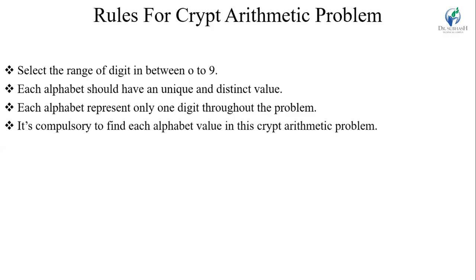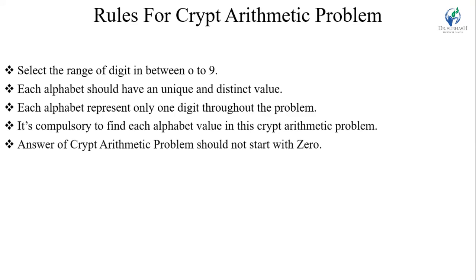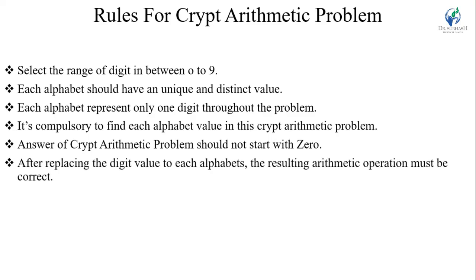Rule 4 says it is compulsory to find the alphabet's value in this problem, which means we cannot apply any value directly to alphabets. Rule 5 says the answer should not start with 0, which means it starts with any value between 1 to 9. Rule 6 says after assigning values to the alphabets, it must follow the basic arithmetic operation, which means the addition is perfect.